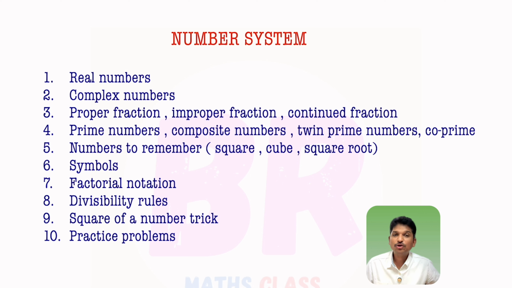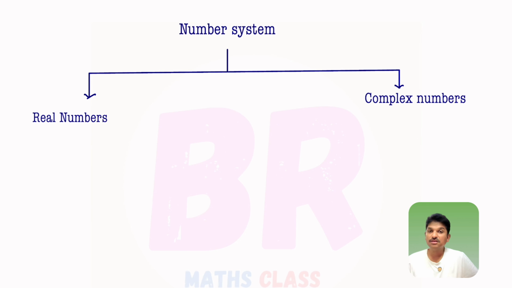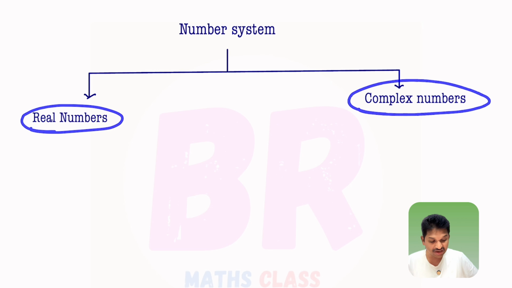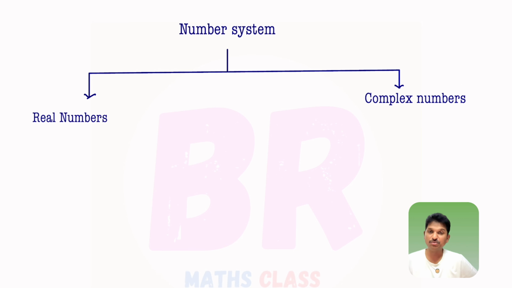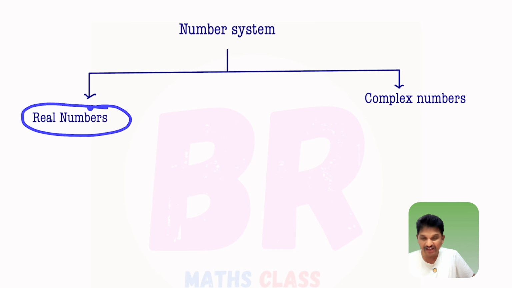Okay. So without much delay, let's begin this class. This number system is mainly divided into two types. One is real numbers, another one is complex numbers. Complex numbers are also called imaginary numbers. Real numbers. What are real numbers?